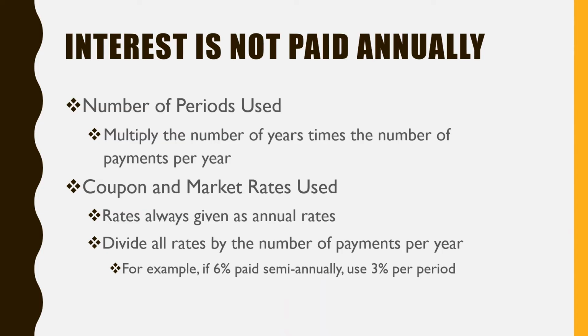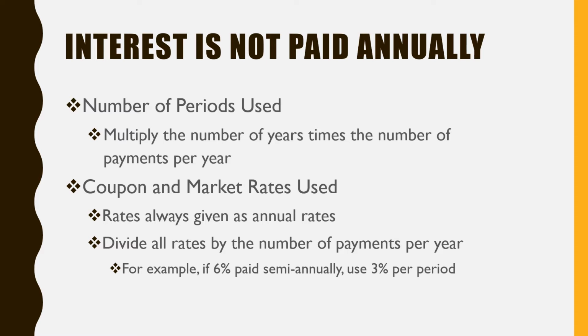So far we've always paid interest annually. So what happens if the interest is not paid once a year? If that's the case, you have to adjust for the number of periods used and you have to adjust the rates. You technically do that annually too, but you're multiplying and dividing by 1, so who cares?